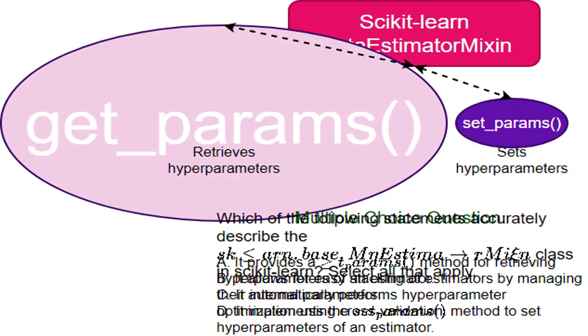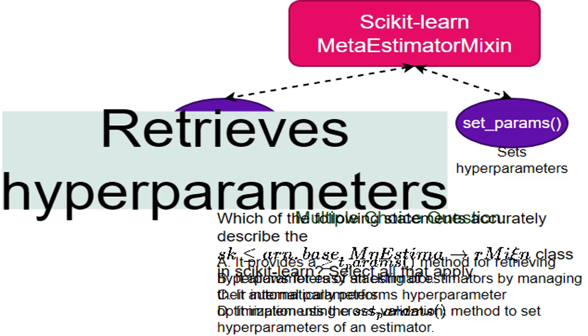This is a method, a function within a class, that retrieves the hyperparameters of an estimator. It's a key feature provided by MetaEstimatorMixin. This describes the action of get_params. Hyperparameters are the settings of a model that are set before training.